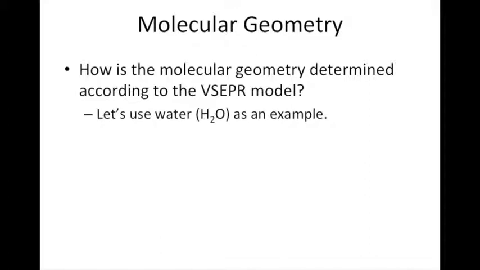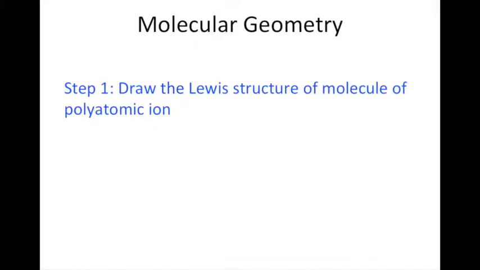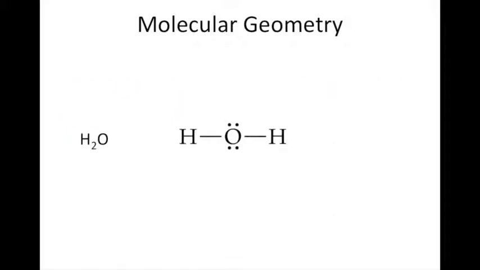So how is the molecular geometry determined according to the VSEPR model? We've kind of described the VSEPR model, but let's show you how to determine the shape of a molecule. And let's use water as an example. The first step is always going to be to draw the correct electron dot or Lewis structure for a molecule or polyatomic ion, whatever we're studying. So again, for water, if we were to draw the dot structure, of course, it would look like this.